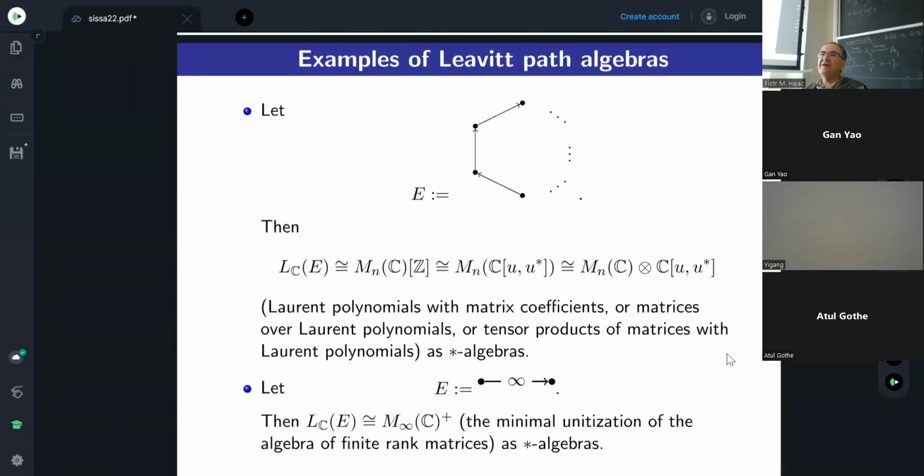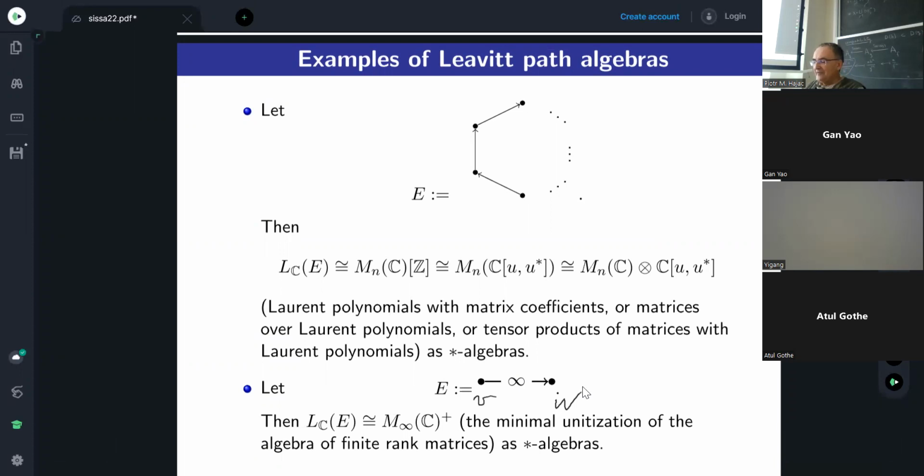We wanted an infinite graph. We have an infinite graph. I have countably infinitely many edges from vertex V to vertex W. And it's something very fascinating, because this is the minimal unitization of the previous algebra of all finite rank matrices. I'm just throwing in a unit. I have a non-unital algebra, and I told you how to unitize a non-unital algebra.